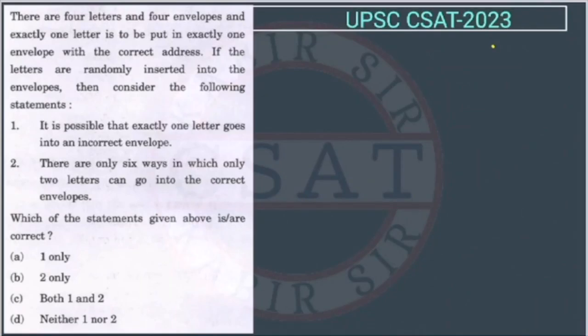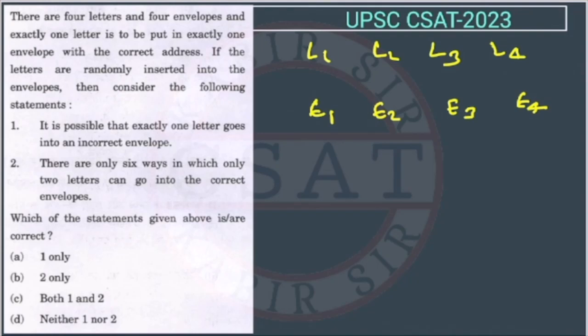Now this question is from permutation and combination chapter. So there are 4 letters, L1, L2, L3 and L4. Right. And there are envelopes E1, E2, E3 and E4. Right. 4 envelopes, and exactly one letter is to be put in exactly one envelope with the correct address. If the letters are randomly inserted into the envelopes, then consider the following statements.